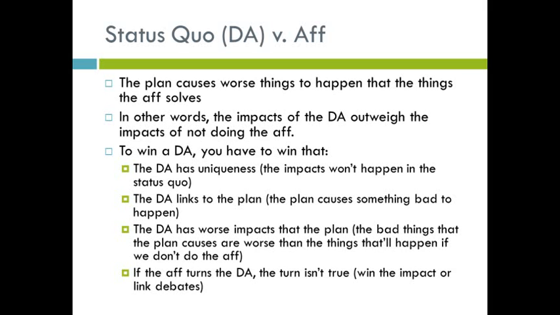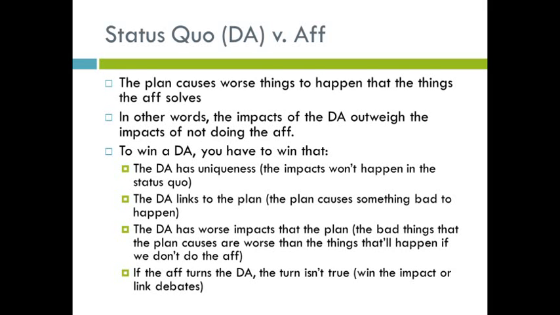Doing the AF is worse than not doing the AF. So to win a DA, you have to win that. First, the DA has uniqueness, so the impacts won't happen in the SQO. Second, the DA links to the plan, so the plan causes something bad to happen. Third, the DA has worse impacts on the plan, so the bad things the plan causes are worse than the things that'll happen if we don't do the AF.